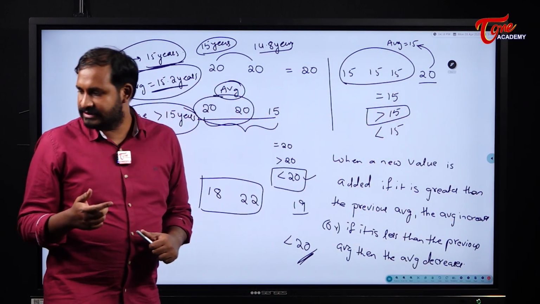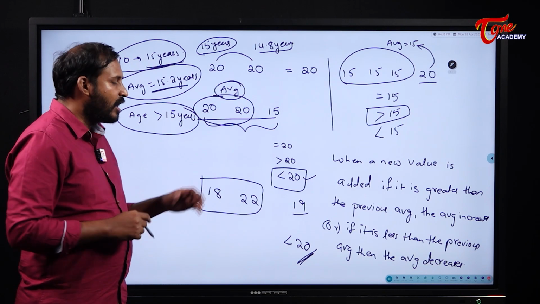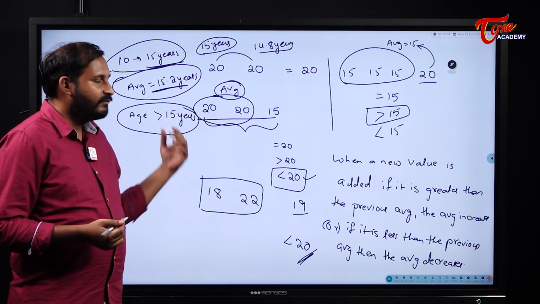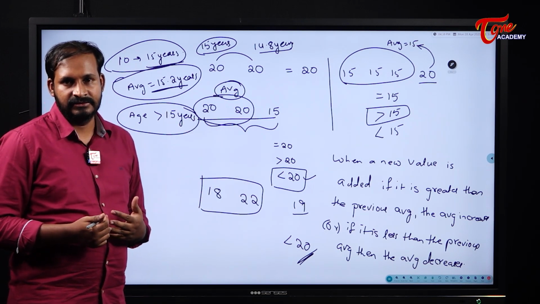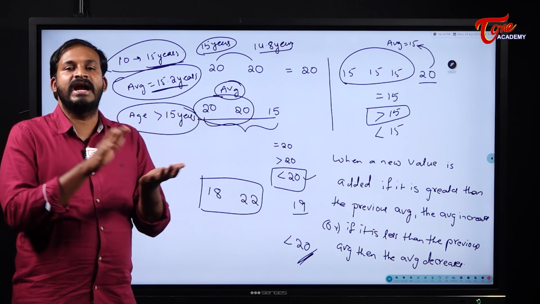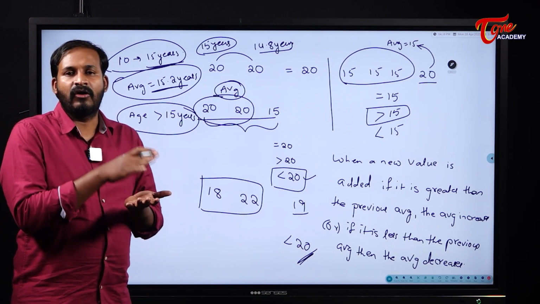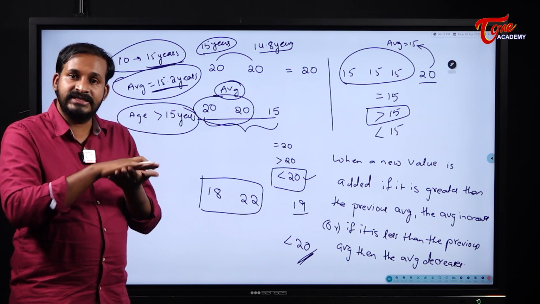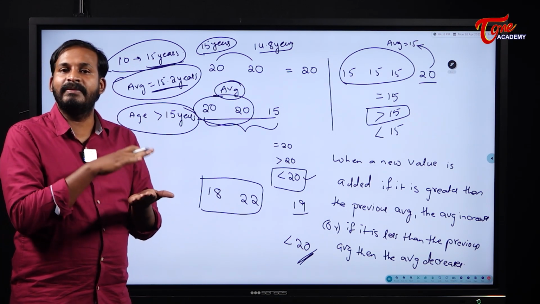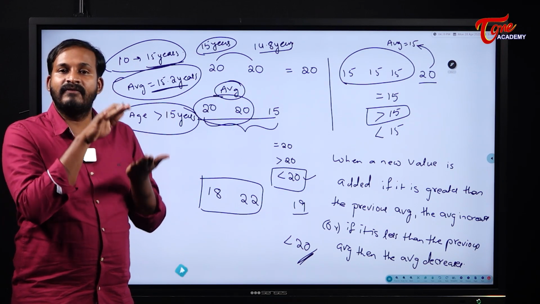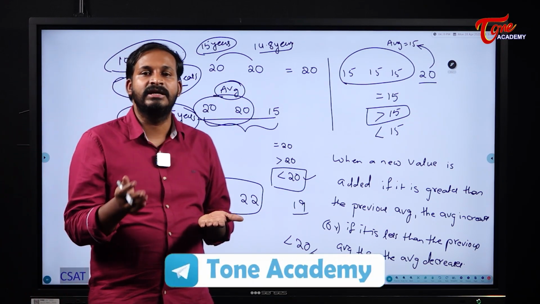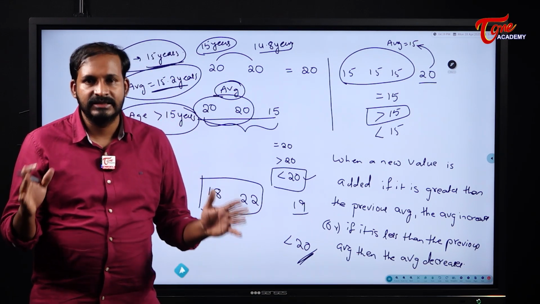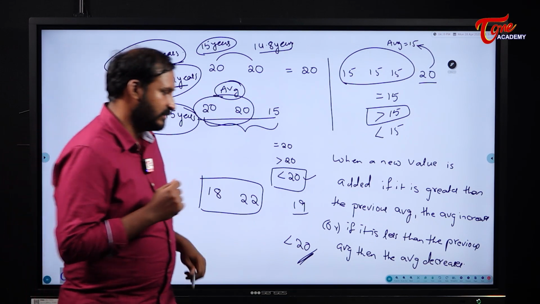Understood? When the age increases or when the age decreases, how we are comparing the ages or weights, whatever it may be, we are going to see these types of things later. If the average increases, the newly added person's weight or age, whatever the data, is greater than the previous average. If the average remains the same, the newly added data will be equal to the previous average. If the average falls, definitely the newly added data will be less than the previous average. This is the observation.